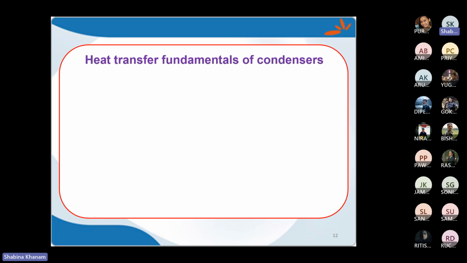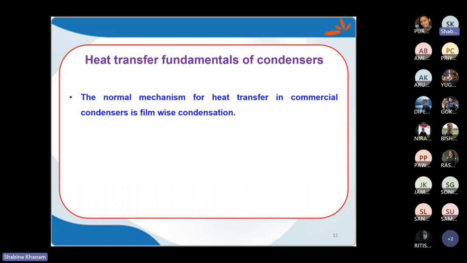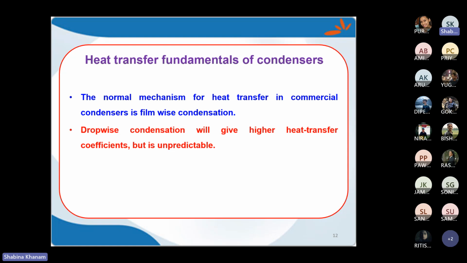And here I have some fundamentals about condensation. You must have learned in your heat transfer course that when we go for condensation, usually we have two types of condensation. First is film wise condensation and second is drop wise condensation. Whenever I am considering film wise condensation, it is usually made for smooth surfaces.